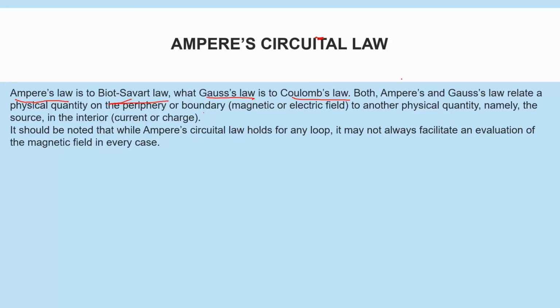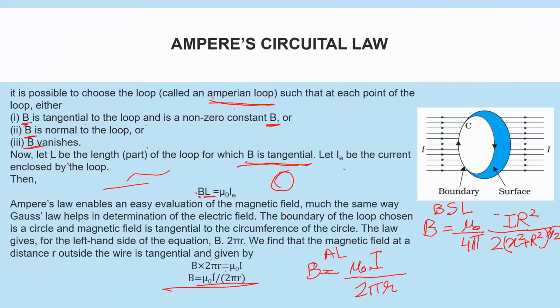For Ampere's law again we consider a closed loop that is enclosing a surface and the current is flowing through that surface. So that is why we can say that Ampere's law and Gauss's law both relate the physical quantity on the periphery or boundary to another physical quantity, namely the source. In Gauss's law it is related to the electric charge that we are considering. In Ampere's law it is the current that is the source.